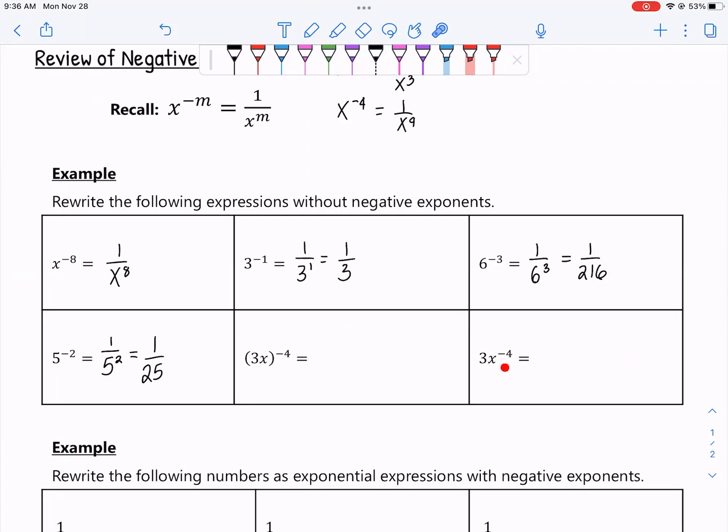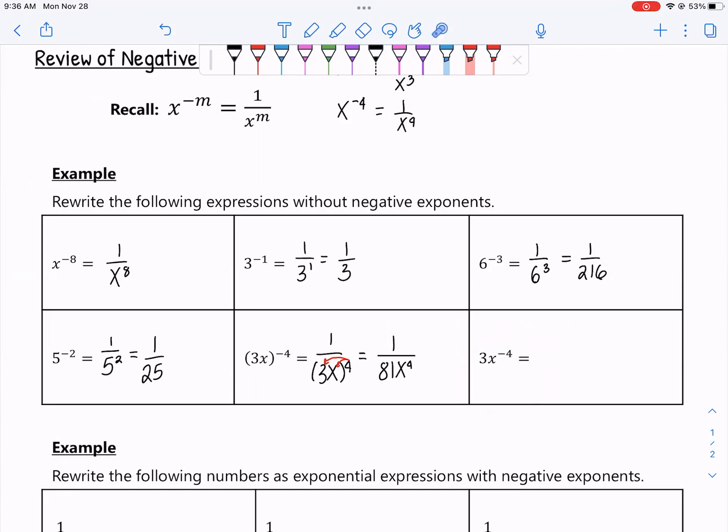Now, these last ones are difficult, all right, because an exponent only belongs on the thing it's right next to. So for this first one, the negative 4 is right next to the parentheses, so it belongs to everything inside of these parentheses. This becomes 1 over 3x raised to the positive 4. And then we would distribute the exponent. 3 to the 4th is going to be 81. So we have 1 over 81. And x to the 4th is x to the 4th. That 3 comes down to the denominator. It also gets the 4th power.